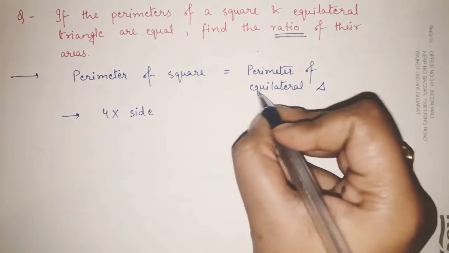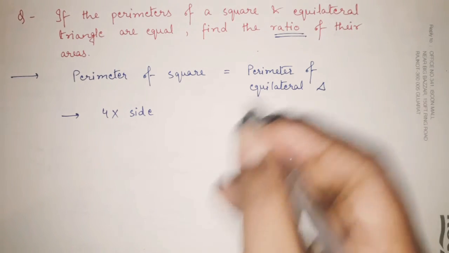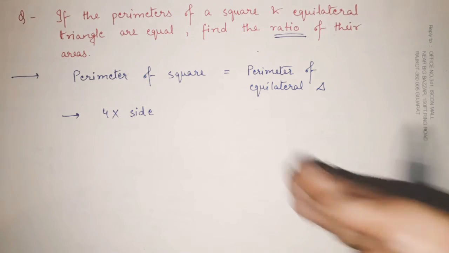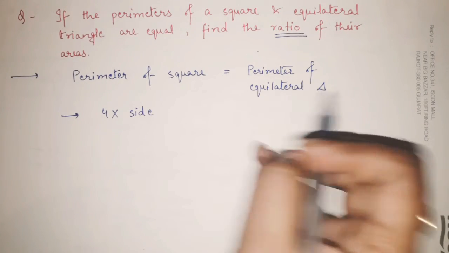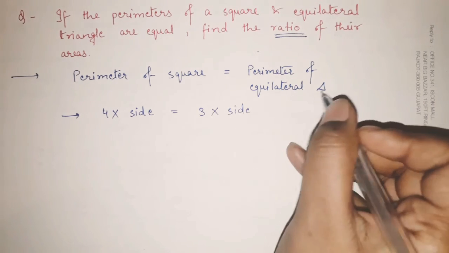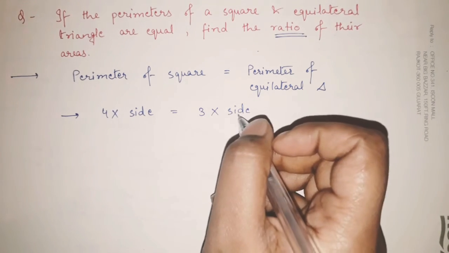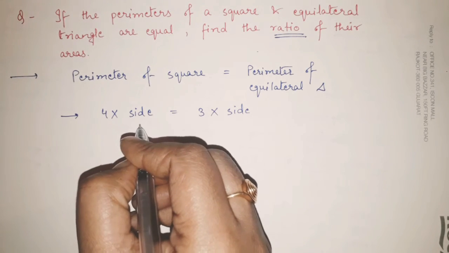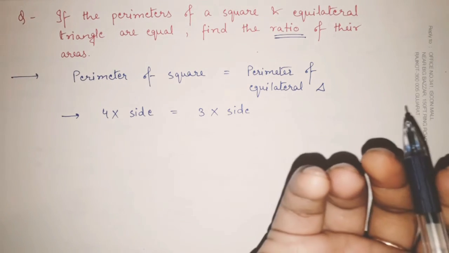And perimeter of equilateral triangle. Equilateral triangle means what? The triangle whose all the sides are equal. So the perimeter of equilateral triangle is equal to 3 into side, because triangle is having 3 sides, and perimeter of square is 4 into side, because square is having 4 sides. Simple as that.